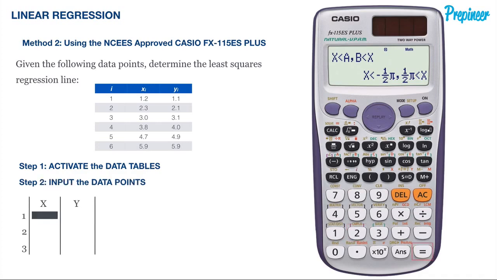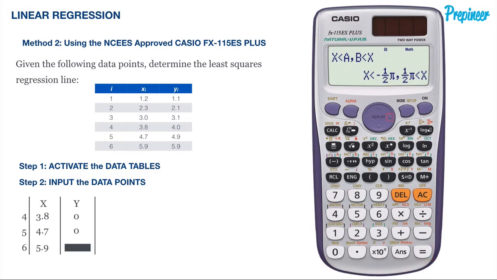We now want to input all the data points. This is where you will fill in all the data points you're given within the problem statement. The x column is where all the x values will be input. The y column is where all the y values will be input. So start with the first x data point, which is 1.2, and input that into your calculator and press the equals button. This will take you to the next data line for the x column, where you will input the remaining x data points as we just did and press the equals button.